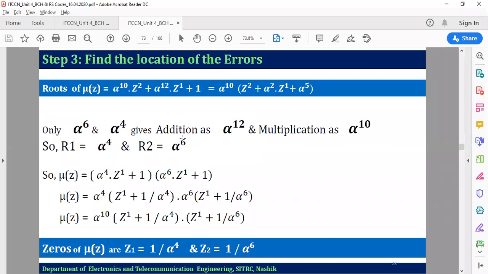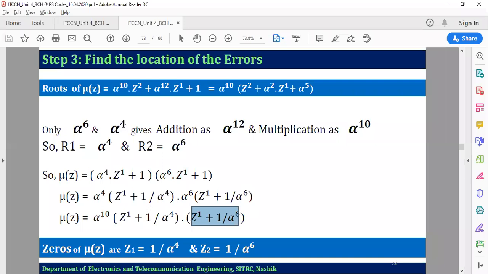You have solved this. If you have solved this, you can cross verify the answers. So your roots are alpha 6 and alpha 4, where the multiplication is alpha 10 and addition is alpha 12. So you'll just replace these values into this form. So alpha 4 and alpha 6. You can take the alpha 4 and alpha 6 outside of the bracket as common. Then you'll get these values as your zeros.